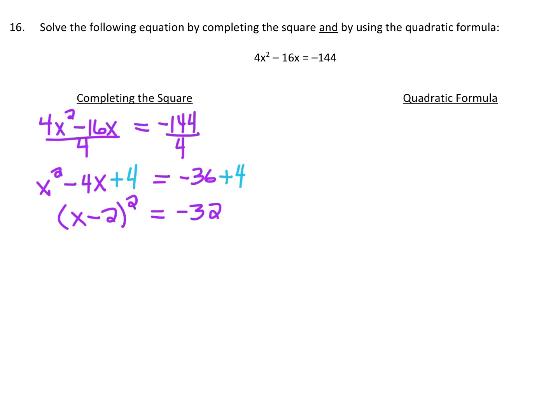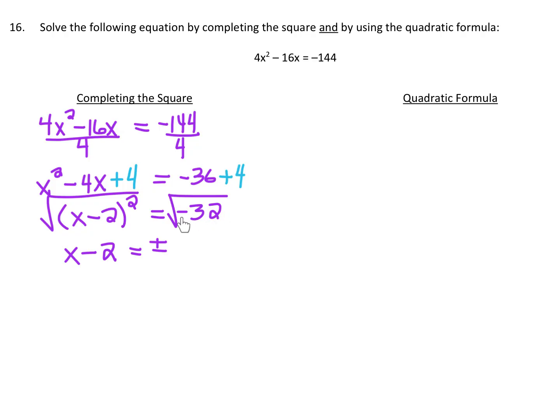Okay, so now to get rid of a square, we know we need to take the square root. So I'm going to take the square root of both sides. On the left side of the equation, a square and a square root cancel each other out, so I could bring down the x minus 2. And don't forget, this square means we have two solutions, so we're going to have plus and minus. And now we have to simplify our radical.